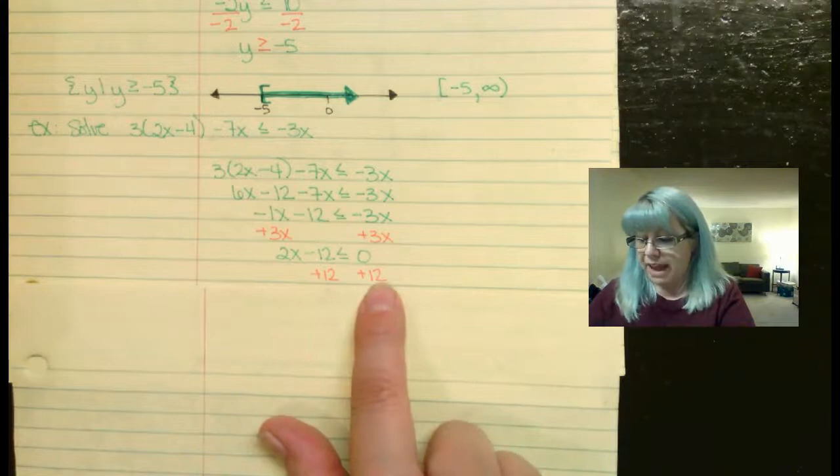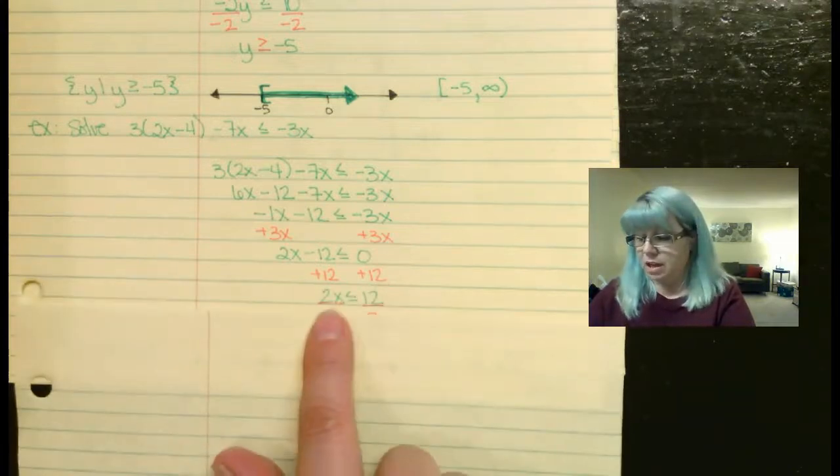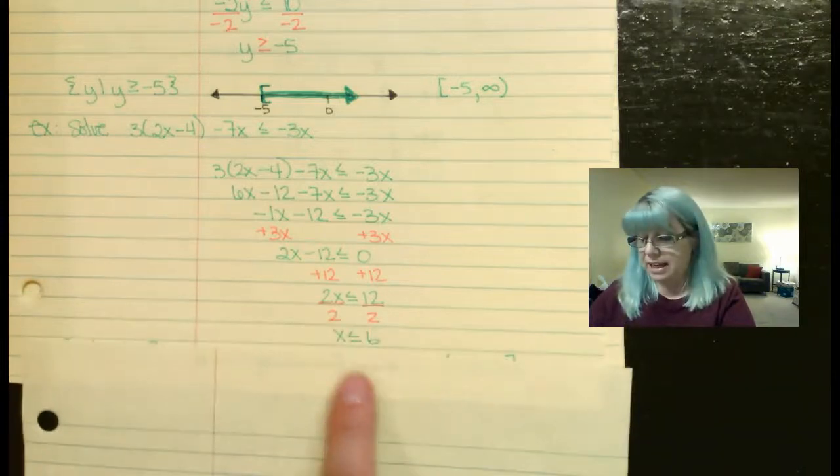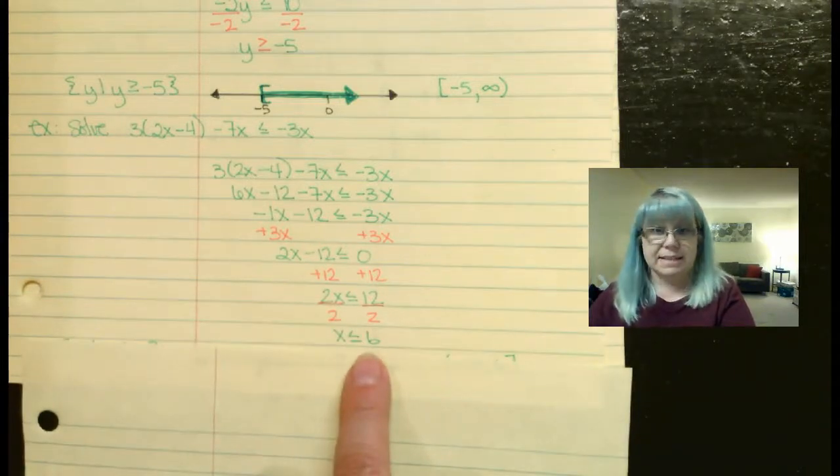Add 12, 2x is less than or equal to 12. Divide by 2 for each side. x is less than or equal to 6.